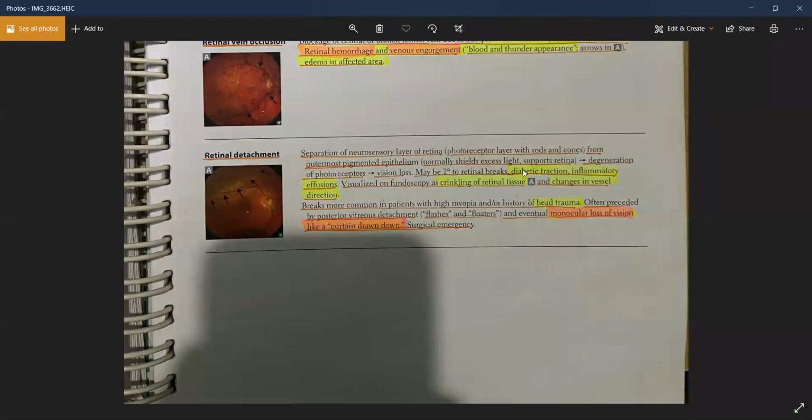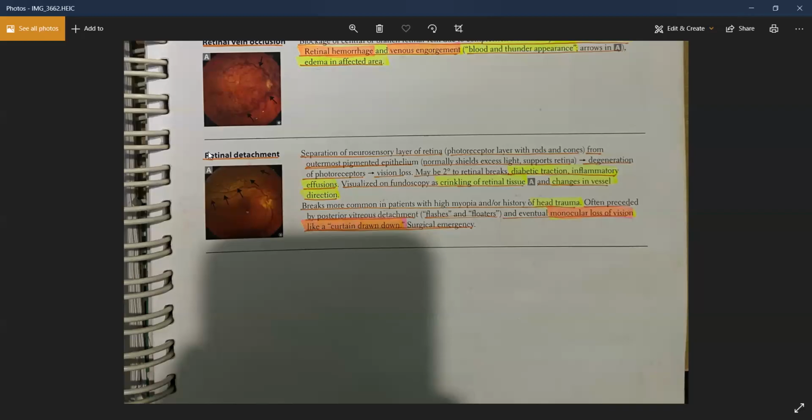Okay, it can happen because of diabetic retinal destruction. It can happen because of an inflammatory effusion. It can happen because of any trauma, and that is the most common cause, of course. On the fundoscopy, we are looking at the retinal tissue. As you can see, this is a retinal tissue. You will see just like a line on my fundoscopy. Okay, and yeah, that's all about the retinal detachment. So a patient with a history of either trauma or diabetic retinopathy, or a patient with inflammatory disorders in the eye, and now he's having a sudden monocular loss of vision, think about the retinal detachment.